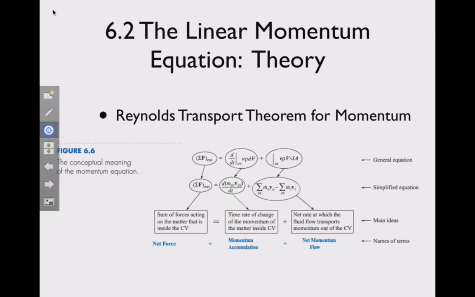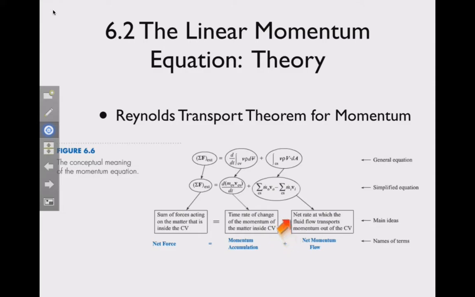These concepts of momentum accumulation and net momentum flow are now new concepts, I believe. And so the second term is really the time rate of change of the momentum of the matter inside the control volume. This is going to be momentum accumulation if we're accumulating momentum within the control volume, or if we're losing it, and if the momentum of the mass inside the control volume is changing.